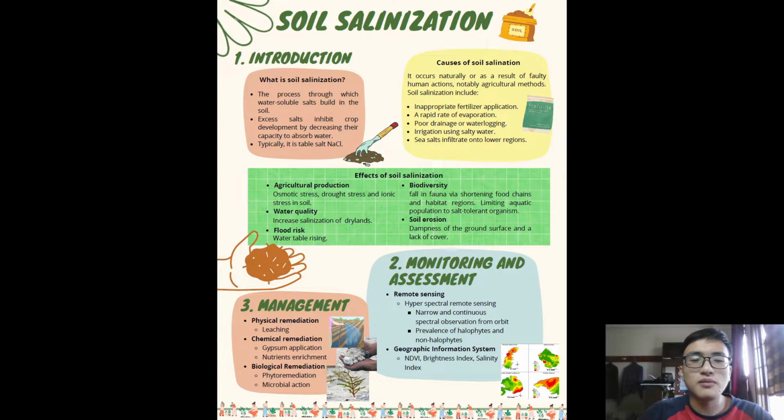Saline soil could also be remediated biologically through either phytoremediation or microbial action. Phytoremediation involves using unique plants to capture and remove salts from the soil through bioaccumulation, while microbial action uses certain halophilic soil microorganisms to remediate saline soil.